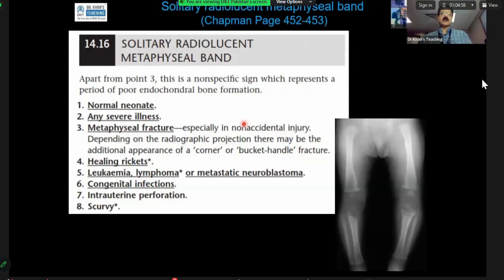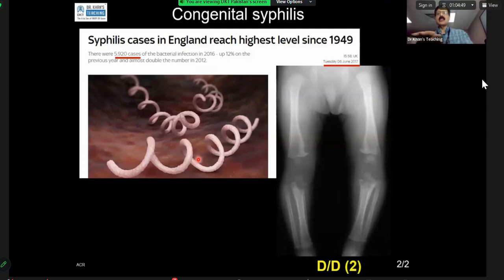There is another differential diagnosis, which is a radiolucent metaphyseal band, and congenital infection is one of them. This case is a case of congenital syphilis, and it's a pathognomonic finding. Pathognomonic is the word. It's classical. There can be no differential diagnosis. Why can there be no differential diagnosis? If you see here, there are bilateral erosions of the upper tibial metaphysis. Bilateral erosions are pathognomonic for congenital syphilis.